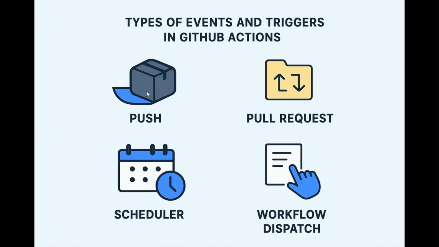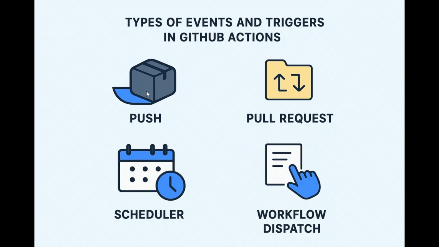So what is a trigger? A trigger is what tells GitHub Actions to actually start a workflow when that event occurs. So think of it this way. The event is nothing but the action happening. The trigger is the signal to run a workflow because of that particular action. So let me show you a quick example on your screen.